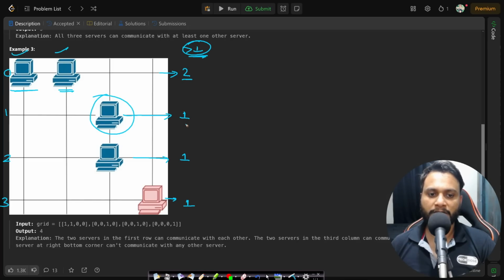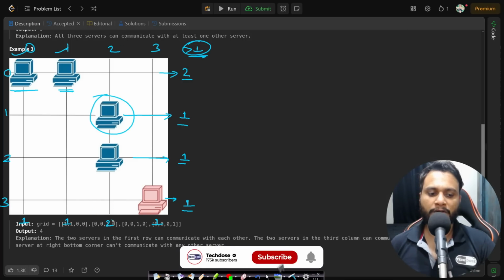Now you cannot determine just by looking at the row if the other 3 servers are communicating or not communicating, right? So you also have to find out the frequency for the columns. So if you look at column number 0, 1, 2, 3, find out the frequency. Here you have frequency 1, then you have frequency 2 and frequency 1. That means the number of servers in each particular column.